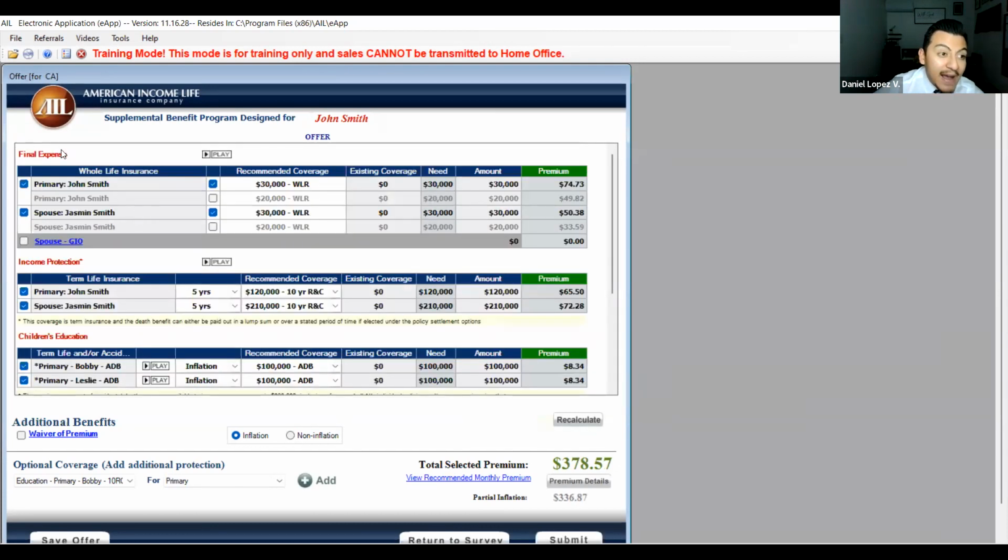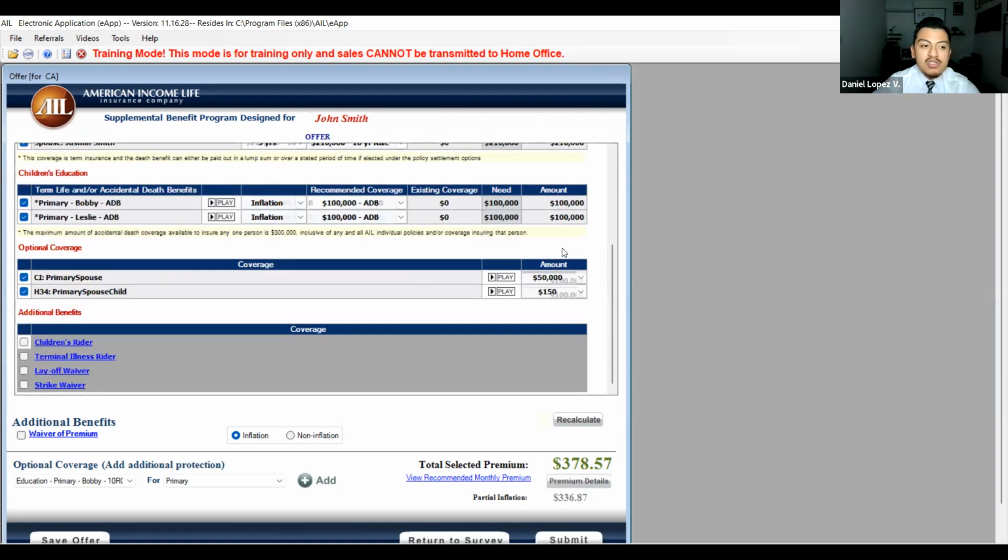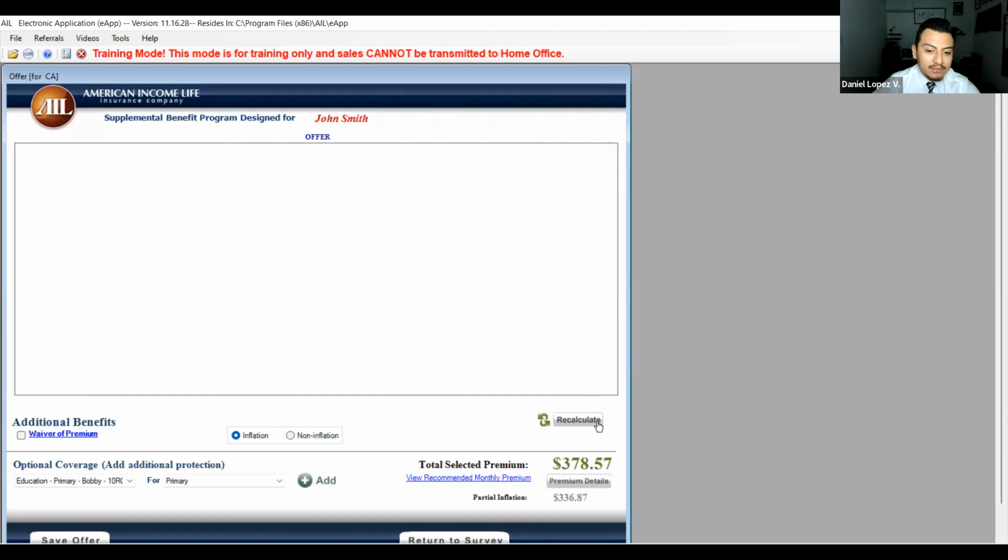It tells you to talk about final expenses. So this is a final expenses plan to cover your funeral. This is income protection to cover your income. This is college education in case the primary dies due to an accident. This is not a whole life. This is not a term. Don't say that to the client, because they understand final expenses and income more. And this is what they see if you're going to use the e-app to offer them life insurance.